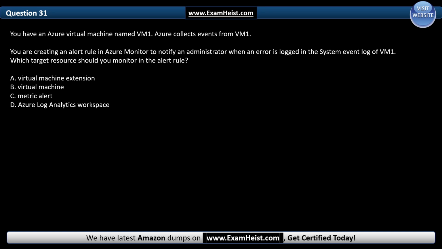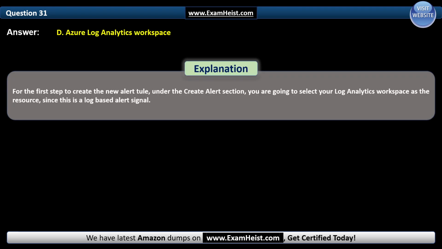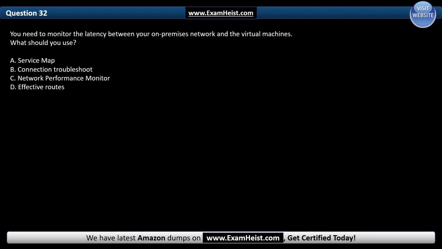The correct option is D. Azure Log Analytics Workspace. For the first step to create the new alert rule, under the Create Alert section, you are going to select your Log Analytics Workspace as the resource since this is a log-based alert signal. Question 32. You need to monitor the latency between your on-premises network and the virtual machines. What should you use?